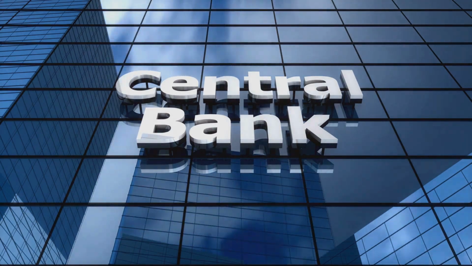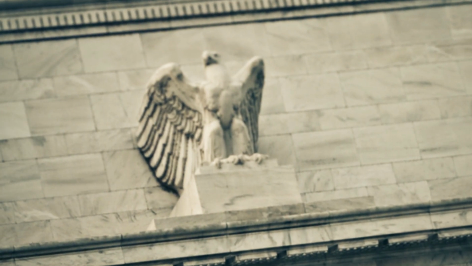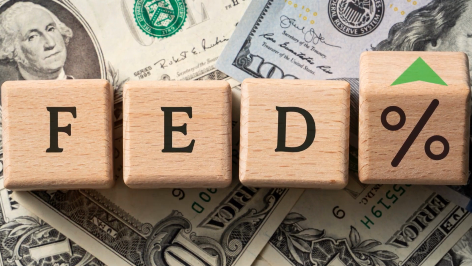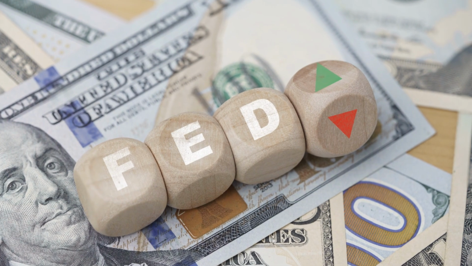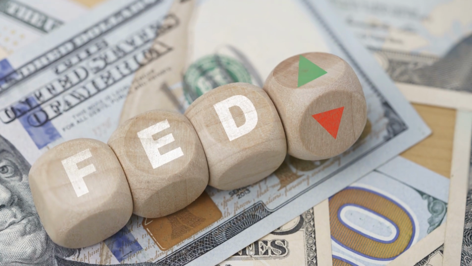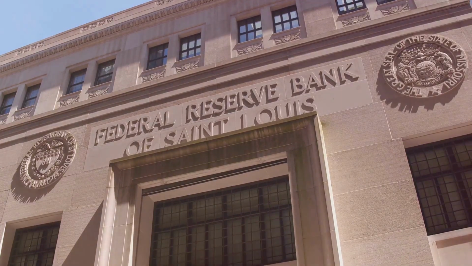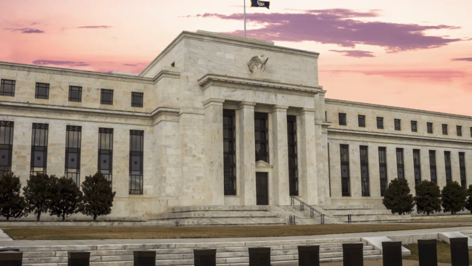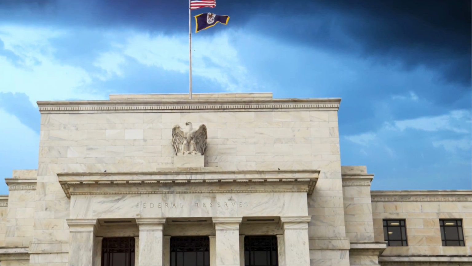Now, let's talk structure. The Fed has a unique setup. It balances centralized authority with regional representation. At the top, we have the Board of Governors, appointed by the President and confirmed by the Senate. These 7 members oversee the entire system. Then, there are 12 regional Federal Reserve banks scattered across the country. They offer insights into local economic conditions and implement monetary policy decisions.